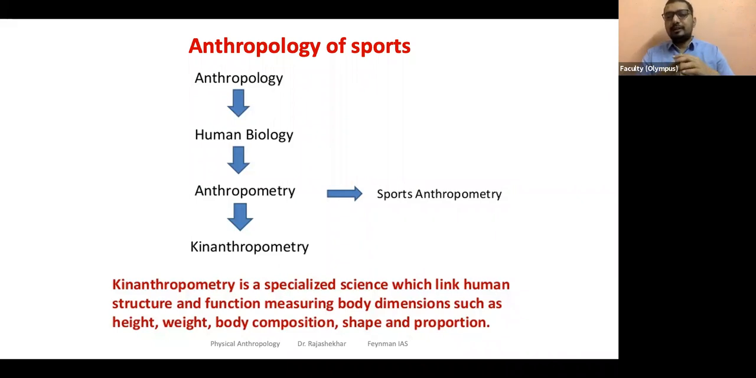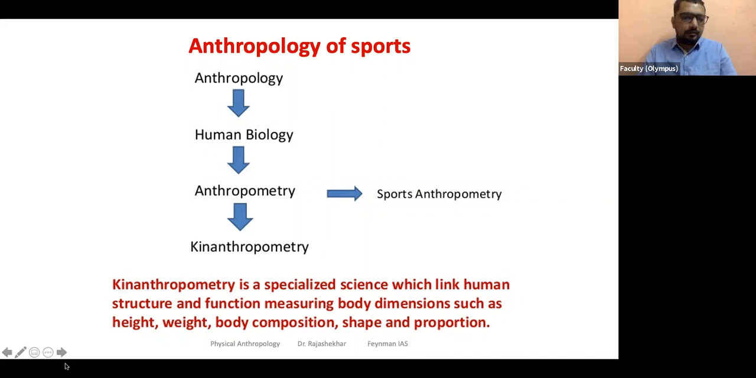Measuring different aspects of our body. So anthropometry is a method where we measure certain aspects of our body, maybe length, maybe fat, something that is quantifiable. So this refers to anthropometry. And there is a specific application of such measurements in the field of sports. We call it kinanthropometry.